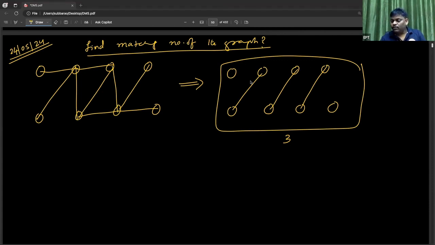Perfect matching means every person degree is exactly 1. That is called perfect matching. Every person degree is maximum 1. That is called matching. Right?